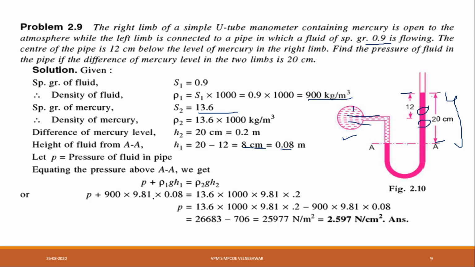Now here we have to find pressure P, that is P plus, what is the value of rho 1? 900 into g value how much? 9.81 into h1 0.08, that is equal to rho 2 value how much? 13.6 into 1000 into 9.81 into 0.2. Why? What is the specific gravity of mercury? The specific gravity of mercury is 13.6, that is our standard value.